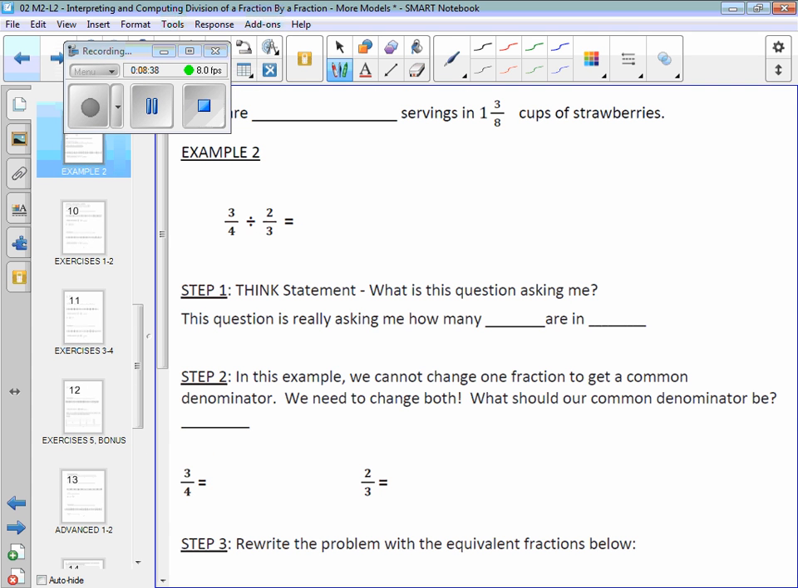That one, right? Okay, so we've got 3/4 and 2/3. What do you want your common denominator to be? First of all, the think statement is, as of right now, before we switch it, how many what are in what?